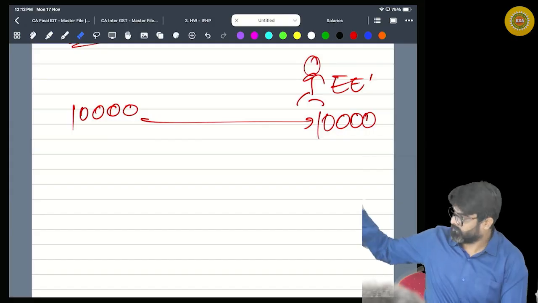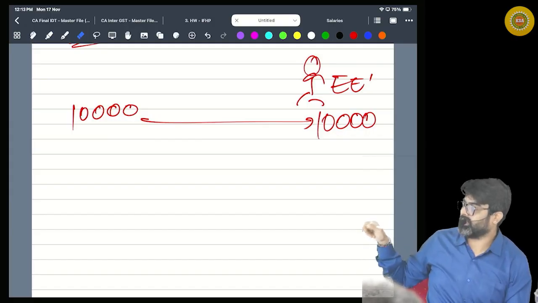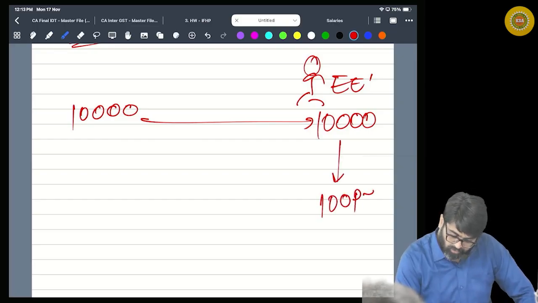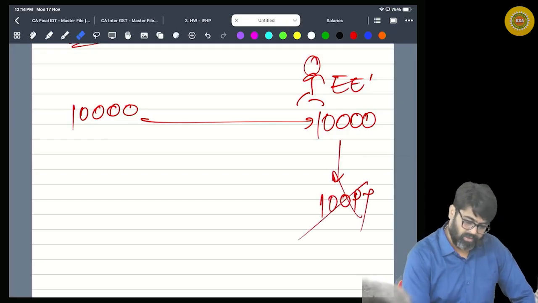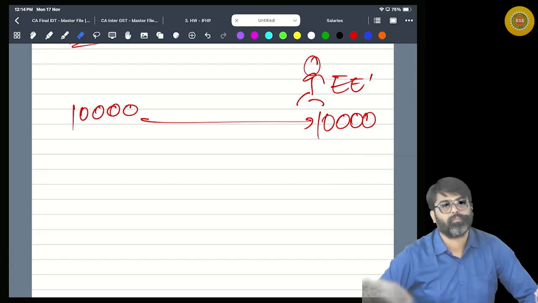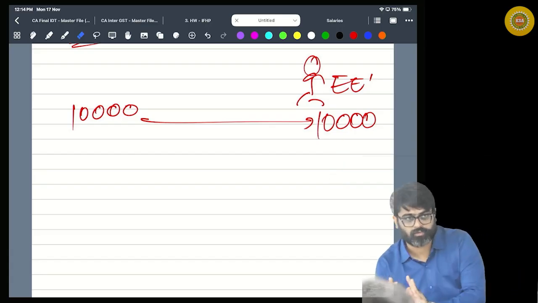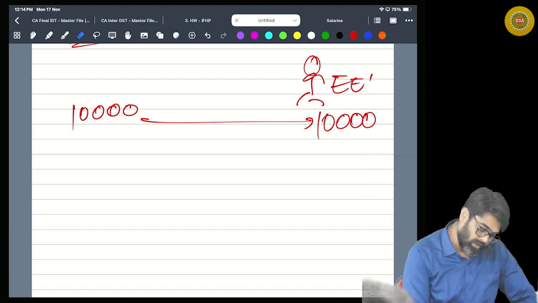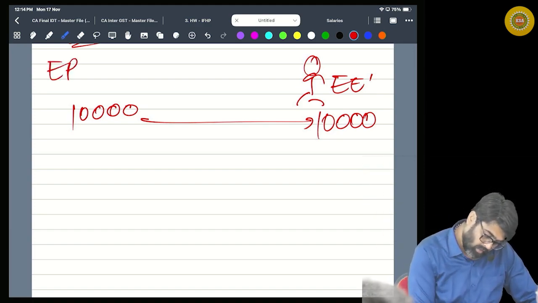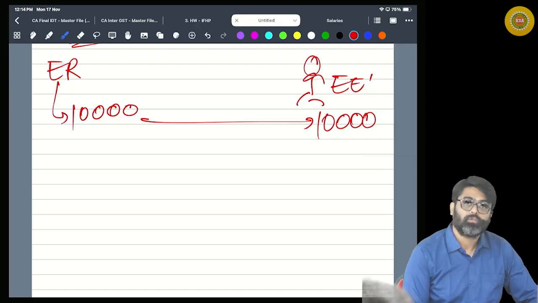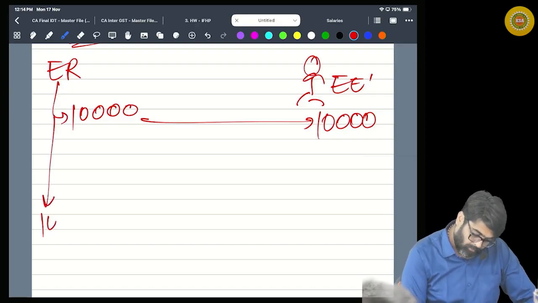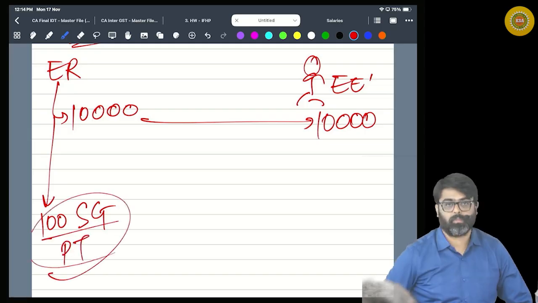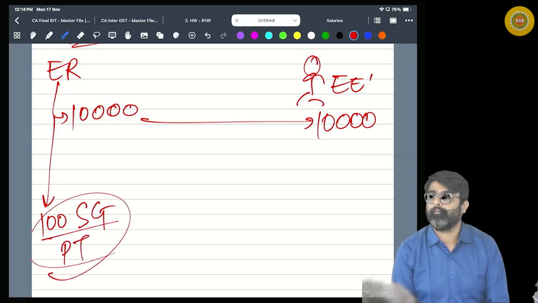Now you are supposed to pay 100 rupees professional tax out of your salary, but you also did not pay. It was neither deducted from your salary, nor have you paid out of your salary. This employer, who is giving you salary, is himself paying 100 to the state government as your professional tax. Possible or not possible?